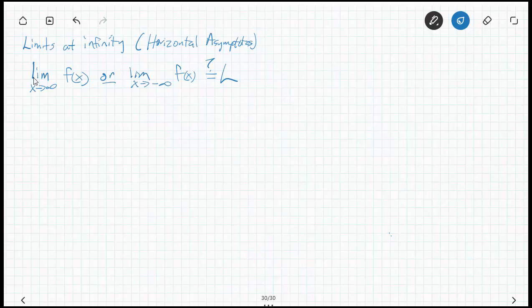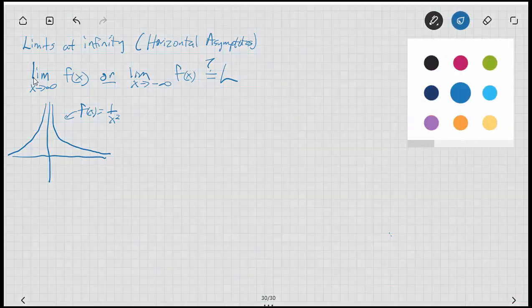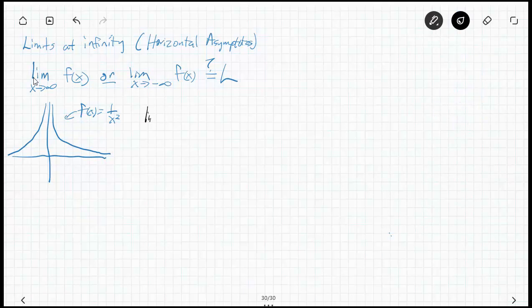Now, I want to give you a couple of examples of functions where we take limits at infinity. So, for example, let's do 1 over x squared. I know it goes like that and like that. So this is going to be f of x equals 1 over x squared. Now, let's change colors here. We're going to take the limit as x approaches infinity of 1 over x squared.